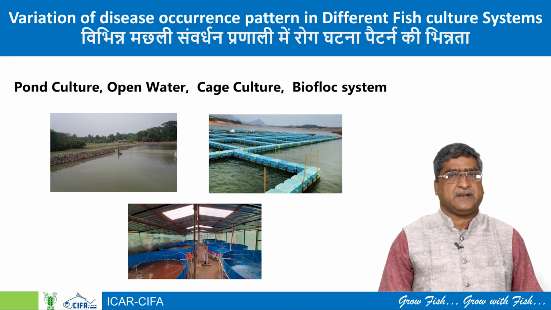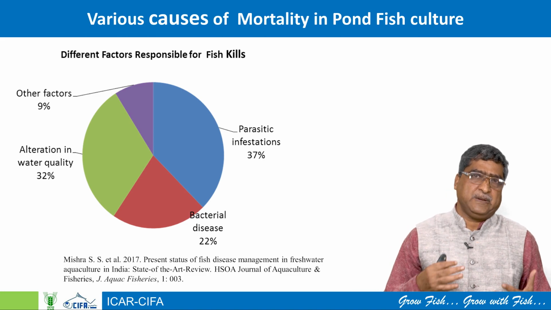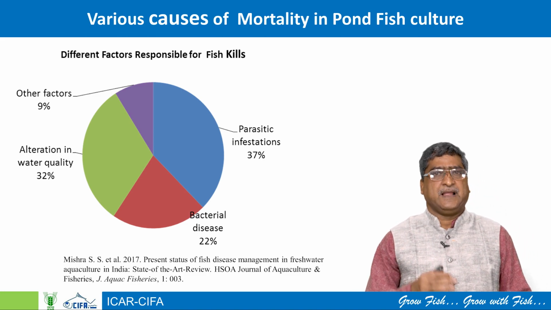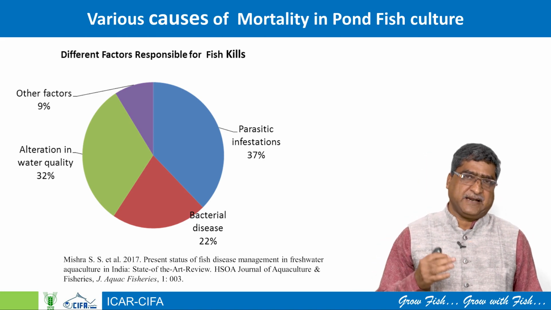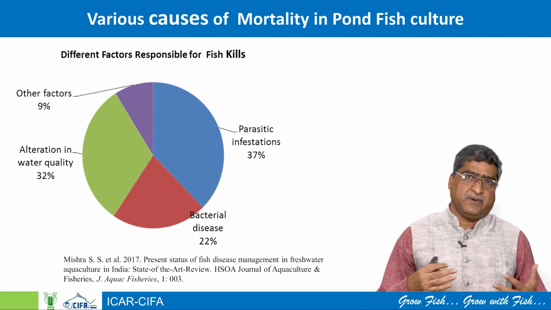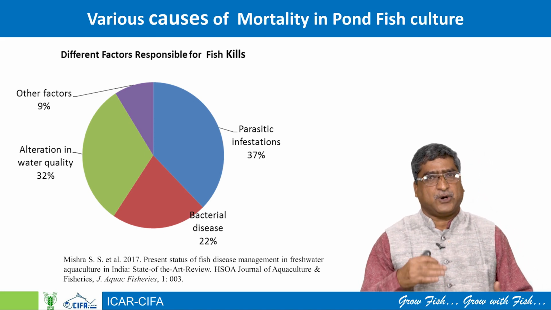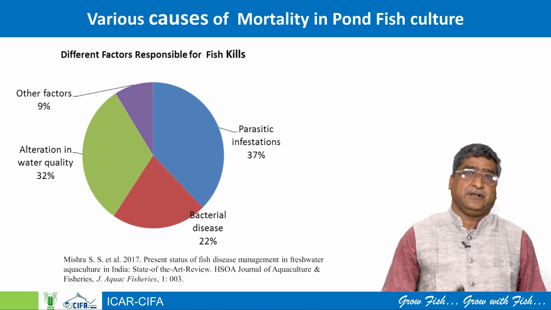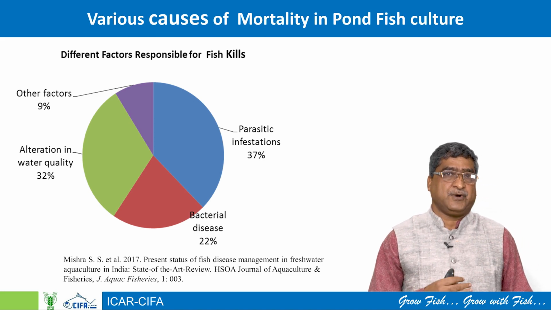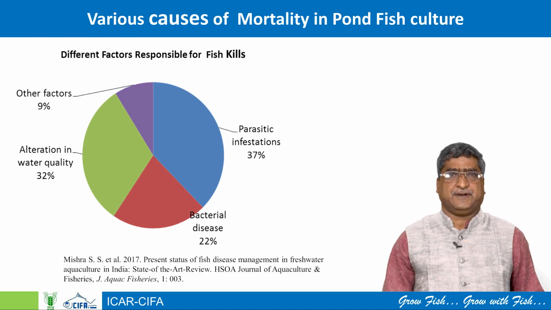Water quality parameters and the occurrence of parasitic diseases. Parasitic diseases are very important among all the biological agents. Among the biological agents, parasites account for nearly 35 to 37% occurrence. In the number of cases, we find that nearly 35 to 37% are parasitic, followed by bacteria. But here also water quality is very important. Proper alteration in water quality is also very important.